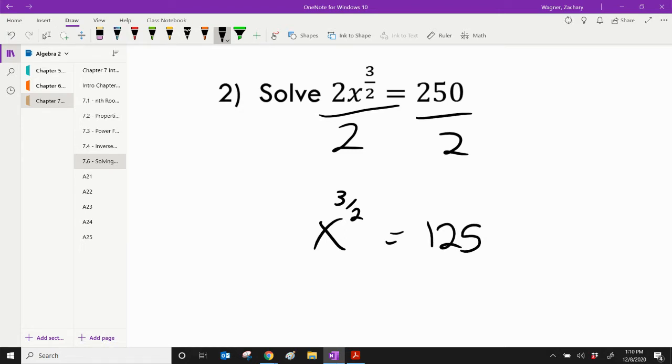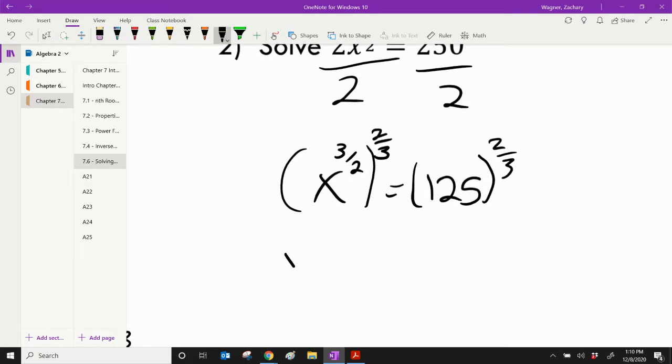Now, two ways to go about this. If you want to get rid of 3/2, you want to take it to the power that would knock it back to 1. 3/2 times 2/3 equals 1. That will cancel out that exponent. Powers of powers multiply. 3/2 times 2/3: notice the 2's cancel out, the 3's cancel out. You're left with just 1. Boom. You're left with just x to the first, which is exactly what we want.